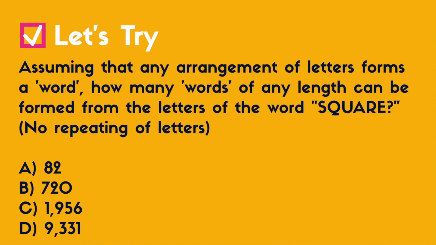Assuming any arrangement of letters is a word, how many words of any length can be formed from the letters of the word square? So when I first saw this, I had to wrap my head around it a little bit. I was trying to figure out, okay, a word, what does that really mean? So in this scenario, a word could be 1 letter, okay, cool, and a word could be 2 letters, and then 3 letters, and then all the way up to 6 letters.